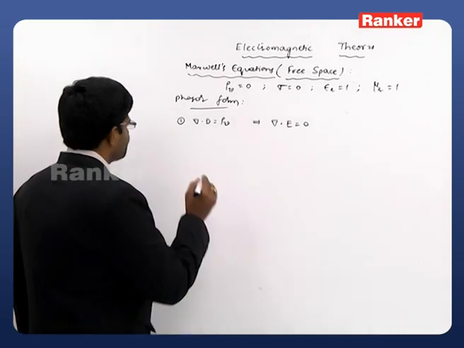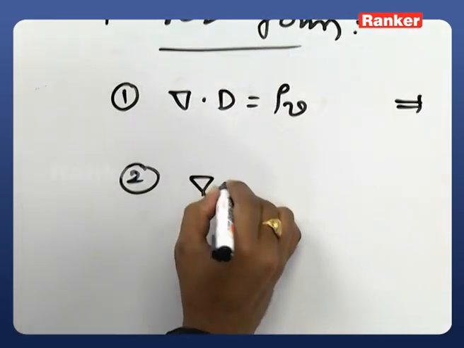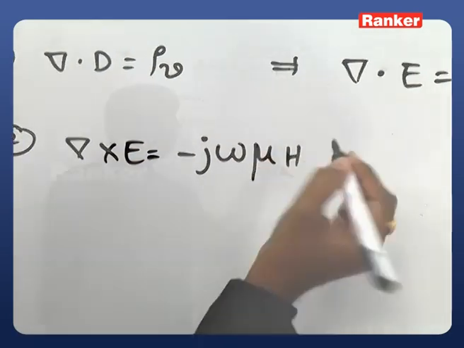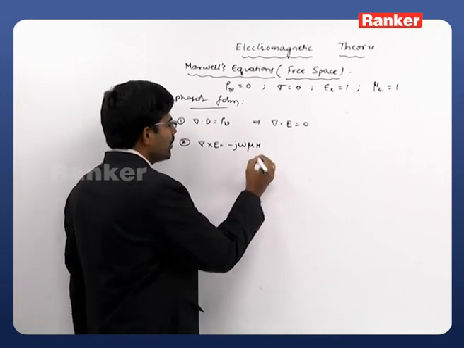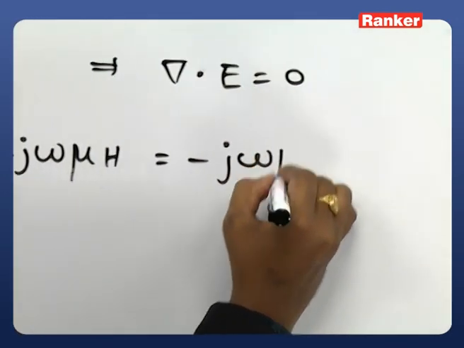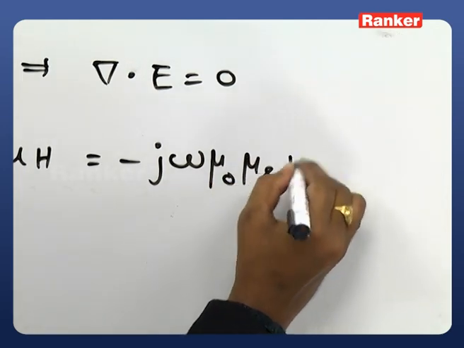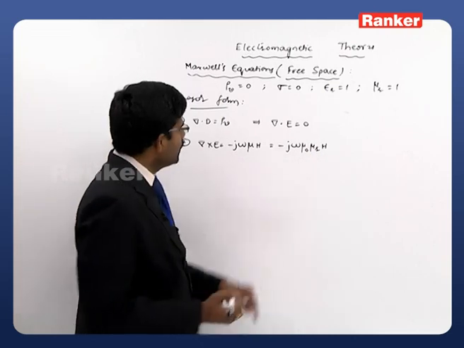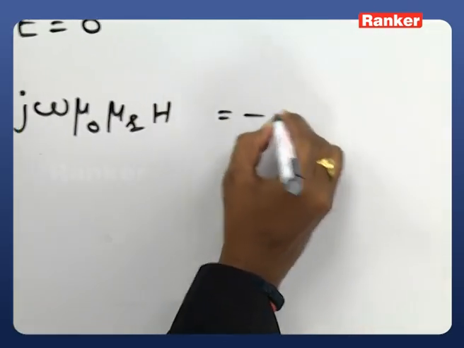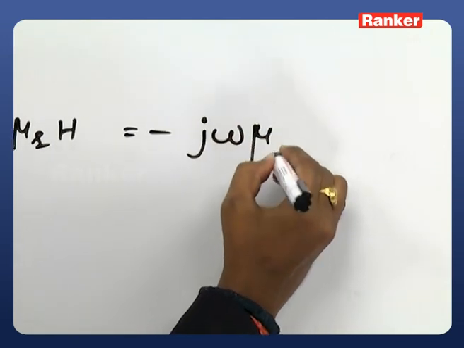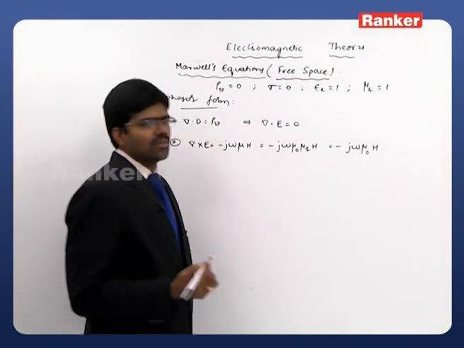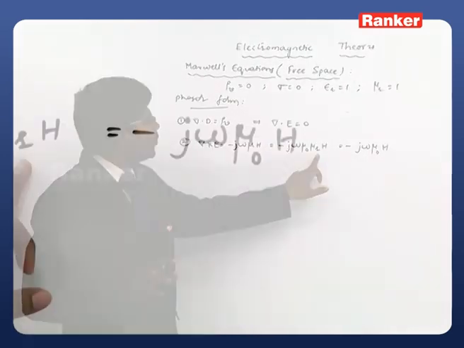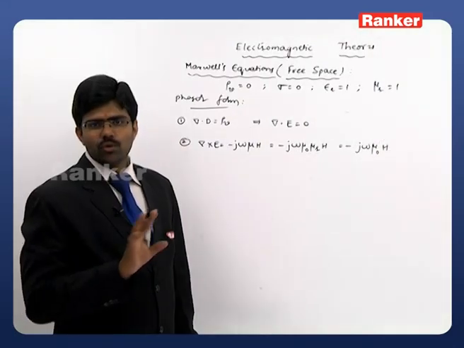The second equation, del cross E is equals to minus j omega mu H. This mu H can be written as minus j omega mu naught mu r H. As we discussed, this mu r is equals to 1, right? So simply this equation is now minus j omega mu naught H. So this is the only equation that we are supposed to remember in phasor form. Simply, instead of this mu r, substitute 1 there, nothing more than that.